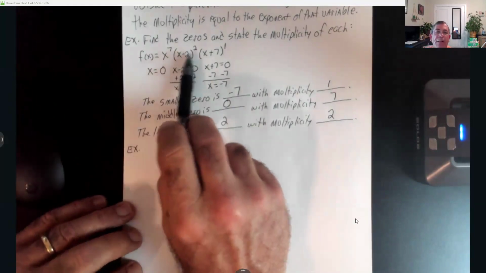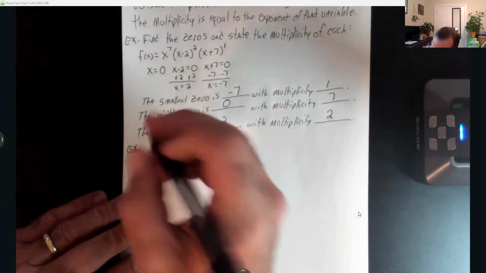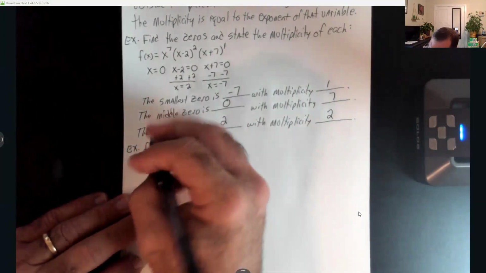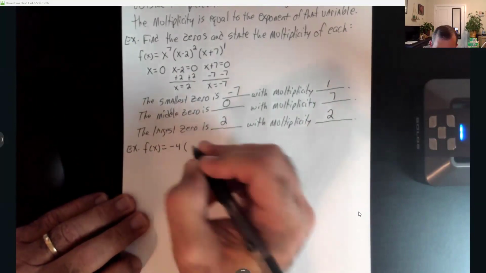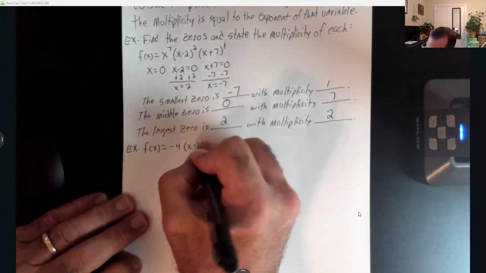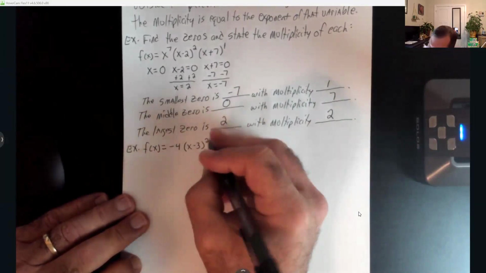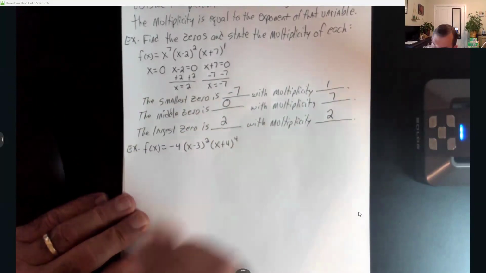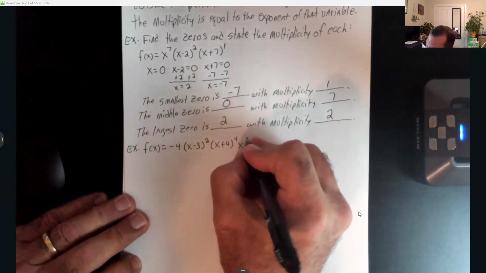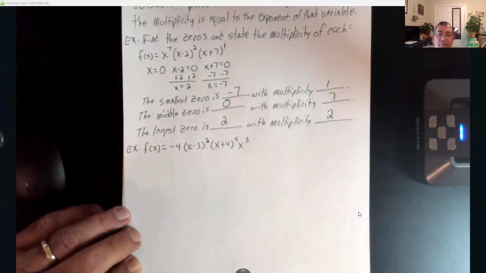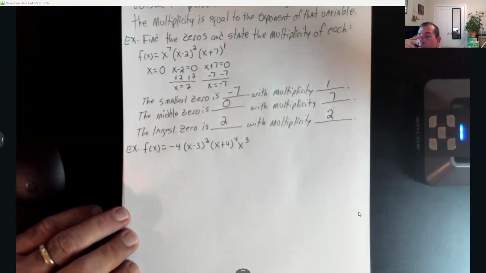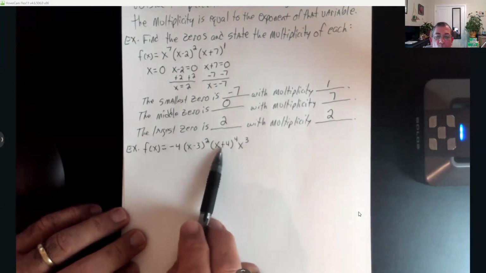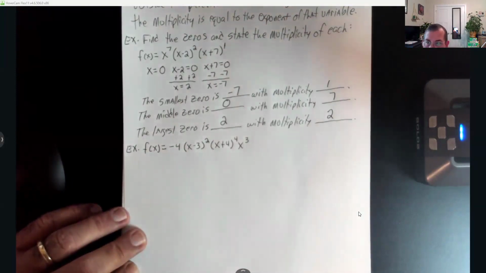All right, also same thing. We're finding zeros and the multiplicity of each. This time they're giving us f of x equals negative 4 times x minus 3 squared, x plus 4 to the 4th, and at the end is an x to the 3rd. Now, I want you to realize on this problem, although they got 4 factors, we're only concerned with 3 of them.